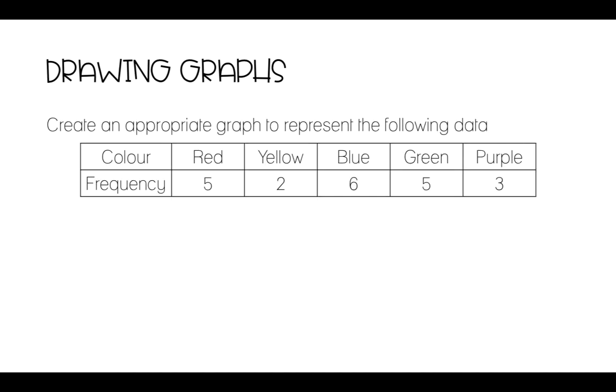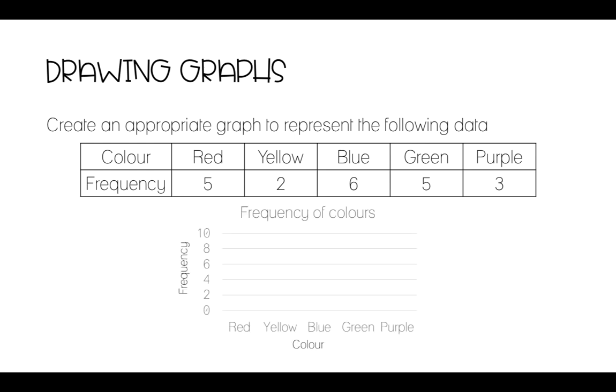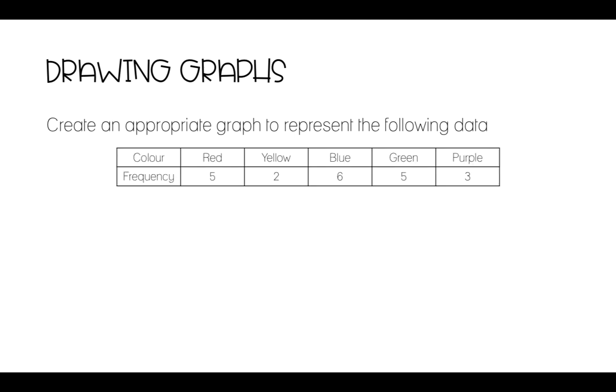Last thing we're going to do is draw a graph. Now I left on your notes a graph piece of paper that you can draw this on. So you would draw your axes first, so your frequency, and I went up to 10 because that would definitely cover us here. And then I put all my colours at the bottom, making sure that I've labeled both of those axes and I've also given a title to my graph as well.